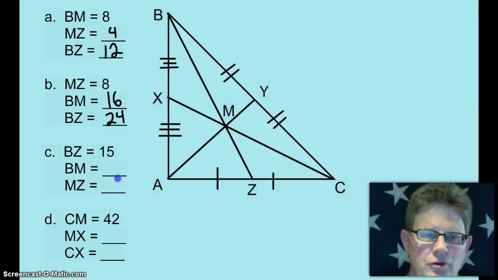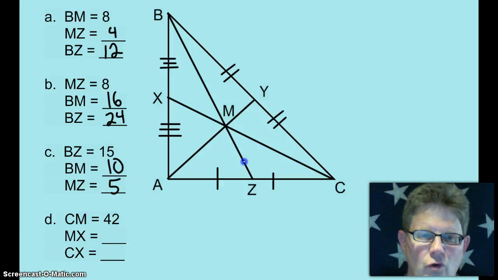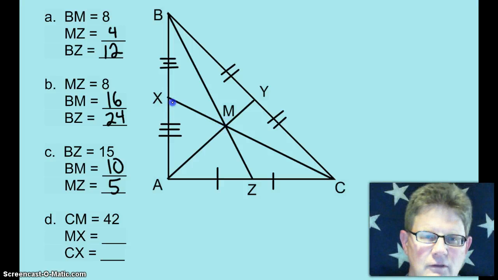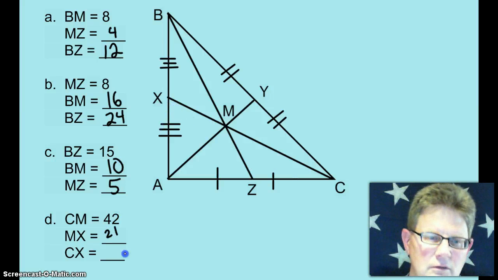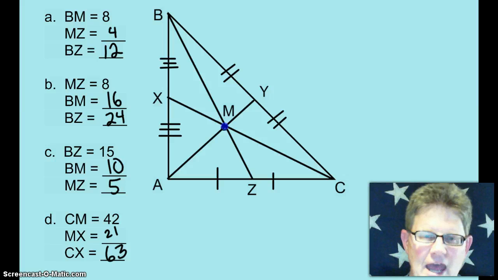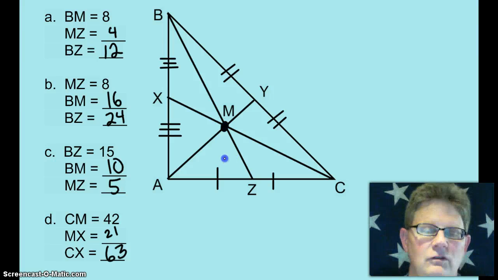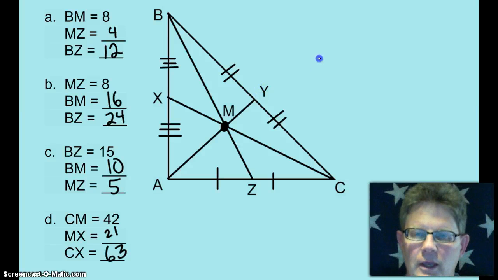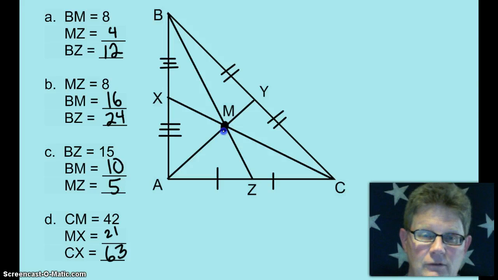How about if I tell you the whole thing is 15? MZ is going to be 1/3 of that, 5. BM is going to be twice that, 10. 10 plus 5, 15. Okay, CM is 42. How big is MX? CM is twice as big as MX, so that would be 21. And the whole median, 63. And that's how we'll play with centroid M, and how a median is cut up into two pieces. Oh, by the way, the centroid M is also the balance point for that triangle. So if I tried to balance that triangle on one point, I'd put it right at M and it should balance.